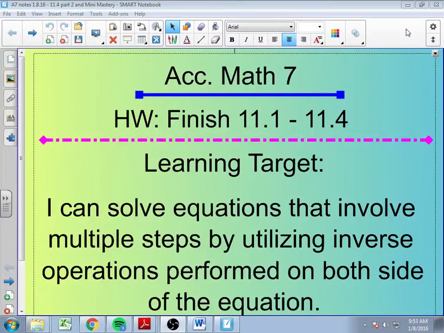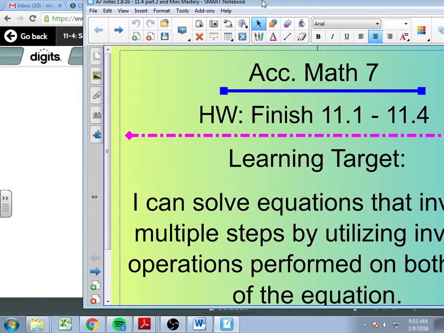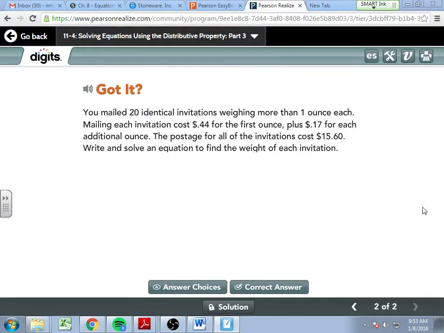All right, so you see that today's homework is 11.1 through 11.4 to finish them. All of them have been assigned. Also, what you'll notice when you go into Digits is I have posted the optional review assignment for Chapter 11. So if you're caught up on all your Chapter 11 homework and you want to see, am I ready for the mastery, which today's mini mastery does not cover everything for the mastery.